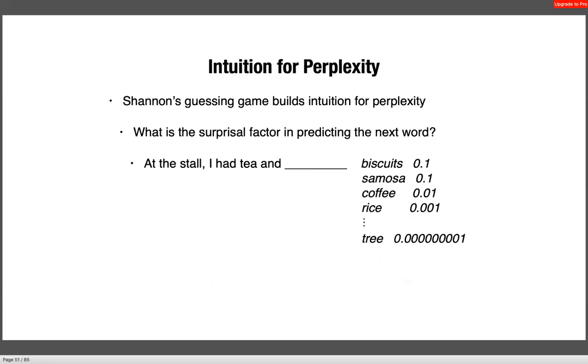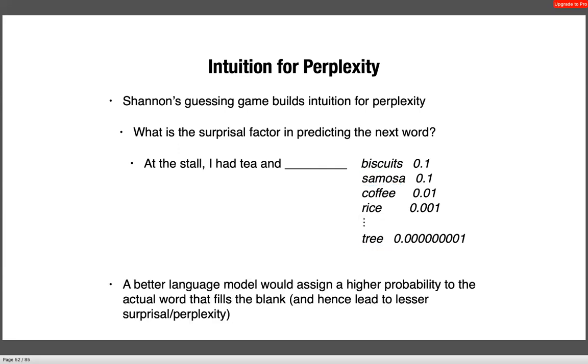Okay, so the intuition for perplexity is very nicely given in Shannon's paper on language. Shannon formulates what is known as the guessing game, which is, can I predict the next character or next token or next word in a particular sequence? So what is the surprisal factor in predicting the next word? Say that my word history was: at the Badlu stall, I had tea, and then if you look at all possible words that could fill this blank, you'll see that some words are much more probable, say biscuit, samosa, but some words are less probable and some words are extremely improbable, right?